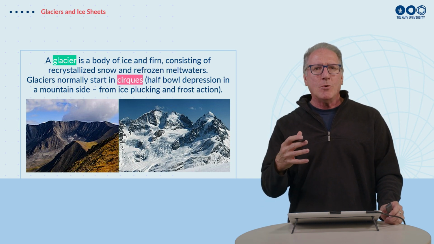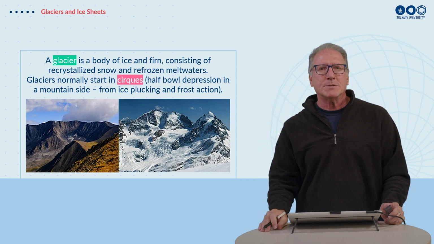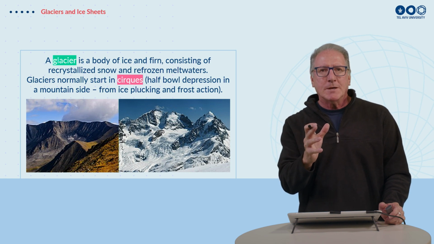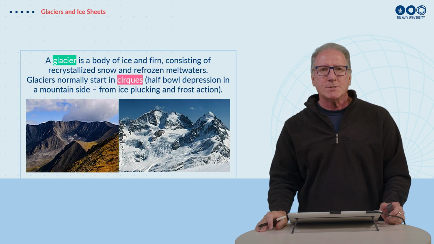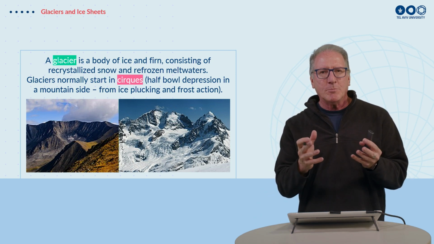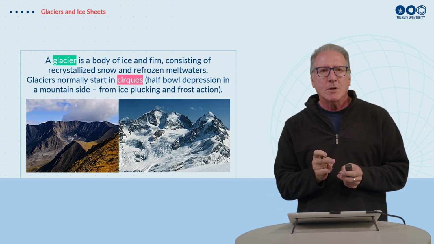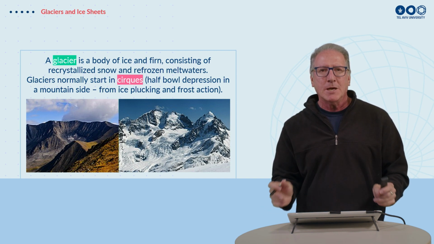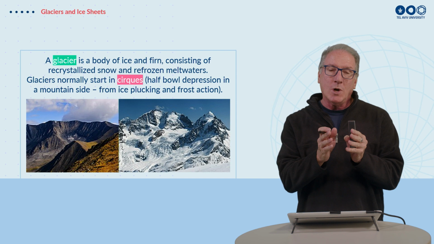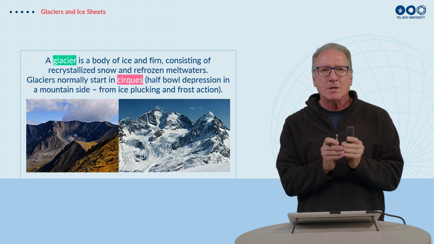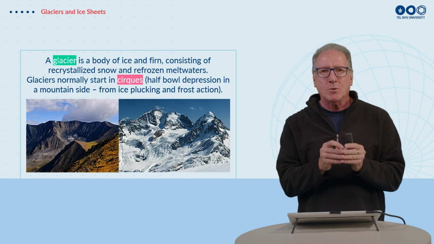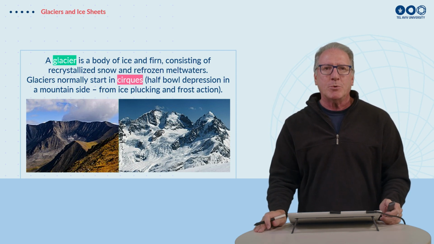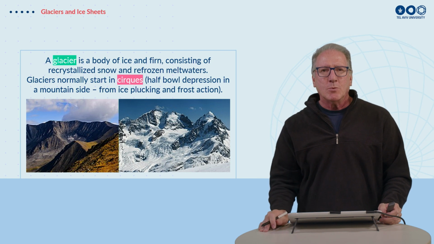Glaciers form in the upper regions of mountainous regions in these bowl-shaped depressions, which we call cirques. These cirques are actually formed by the erosion of the rock by the ice, this mechanical plucking or ice plucking, where water or ice melts and fills up cracks in the rock and then freezes again at night or in the winter. It breaks up the rock, and we get these bowl-shaped depressions which are filled up with ice and snow.